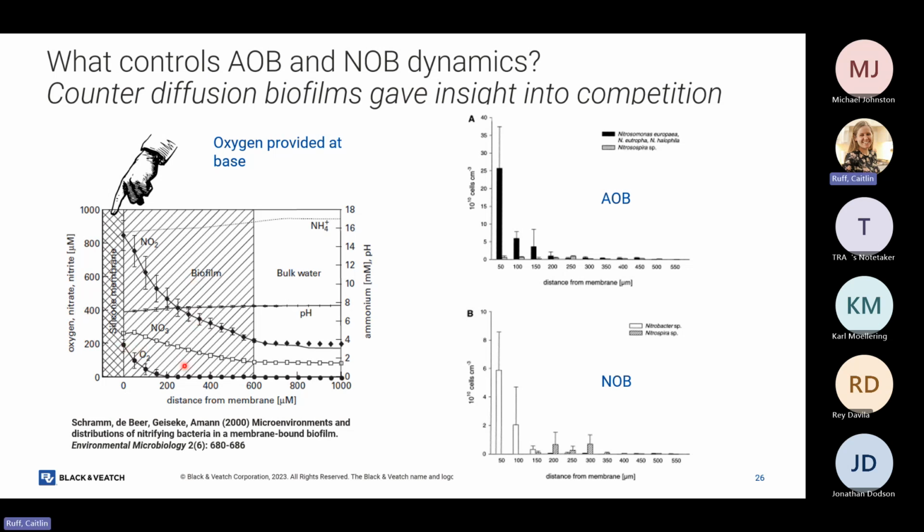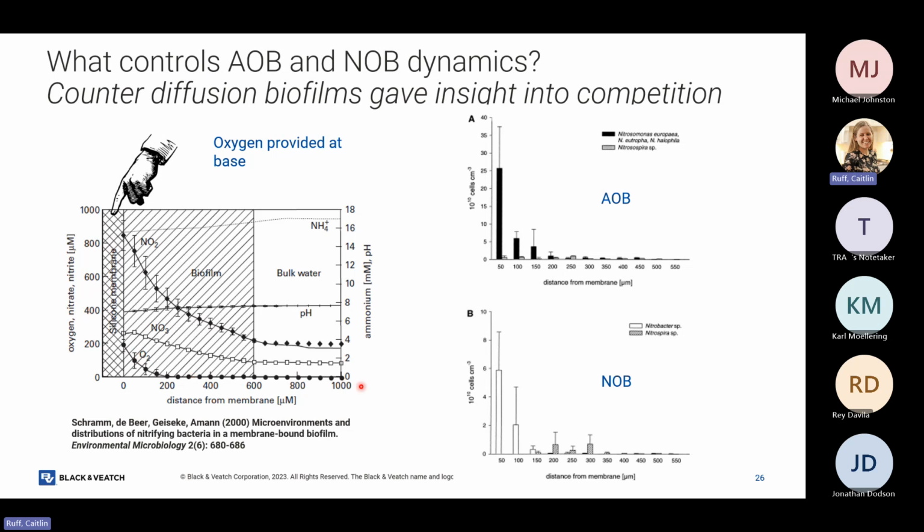So this is going to dive a little bit deeper into the environmental factors controlling our biology and some of the research that's been done. There was some research done on counter diffusion biofilm. Essentially, we have oxygen that's delivered through the center here in this gas permeable membrane, and then we have no aeration in the bulk liquid.